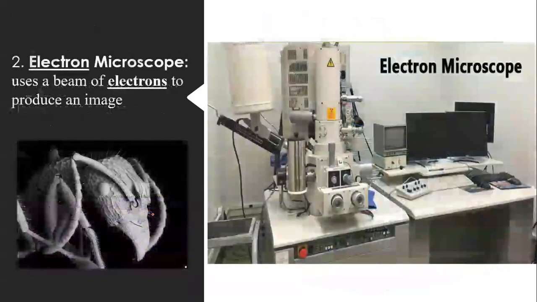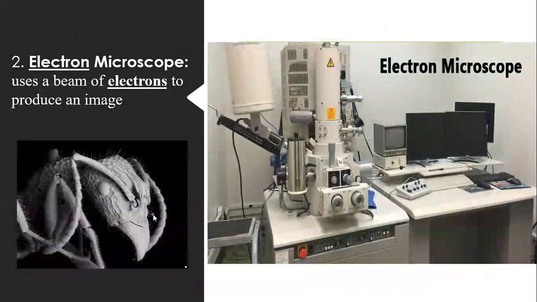So the other type of microscope, or class of microscope, are called electron microscopes. And instead of using light, they use a focused beam of electrons.